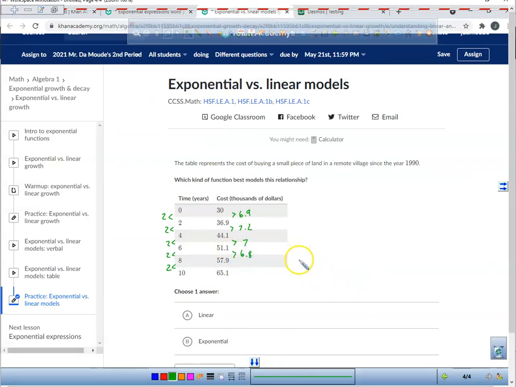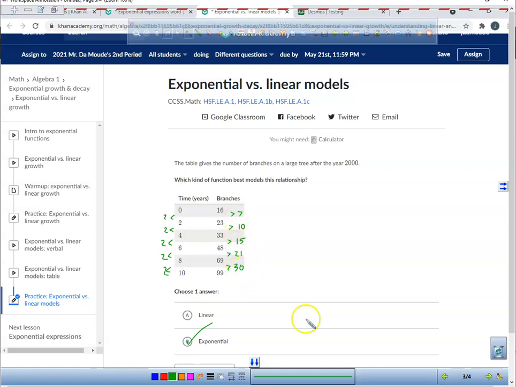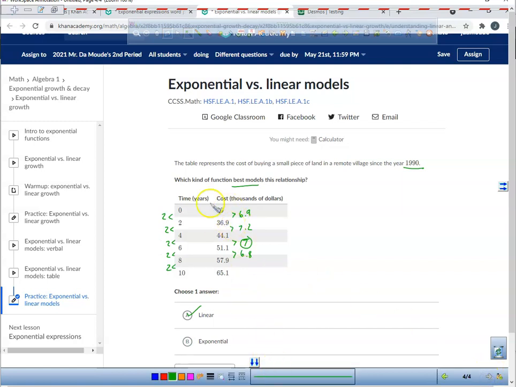So I have enough information to let you guys know this is going to be more modeled as a linear function versus an exponential, because even though these aren't the same number every single time, what are they relatively close to? They're relatively close all to the number 7. So the table represents the cost of buying a small piece of land in a remote village since 1990. The thing that best models this relationship would be a linear function, not an exponential. You'll look at the last one and you can clearly see I'm going to choose exponential because they're not all close to the same number. They are increasing quite a bit. The gaps are increasing. Here, the gaps are staying relatively close to each other. So that's why we'll choose linear.